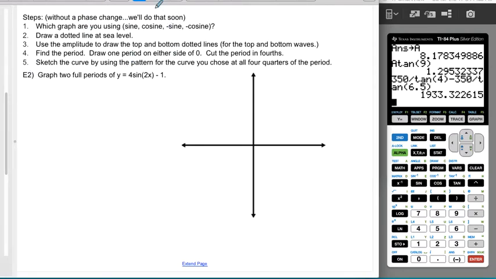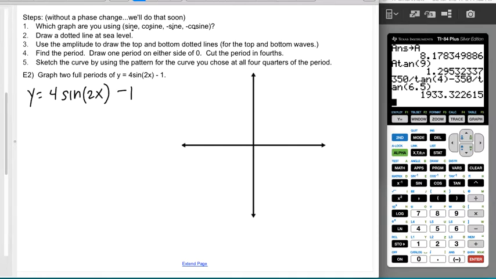I figure out which graph I'm graphing. Is it a sine, cosine, negative sine, or negative cosine? I figure out what sea level is and draw a dotted line. I figure out what the amplitude is, and I draw the top and bottom lines. So let's go ahead and start walking through some of this. So I have y equals 4 sine of 2x minus 1.